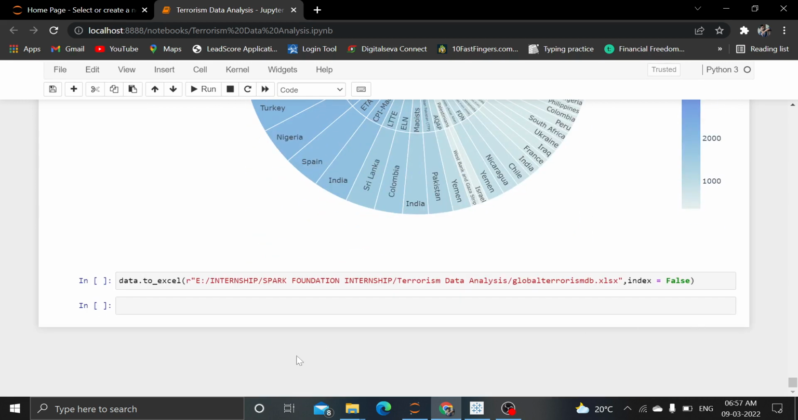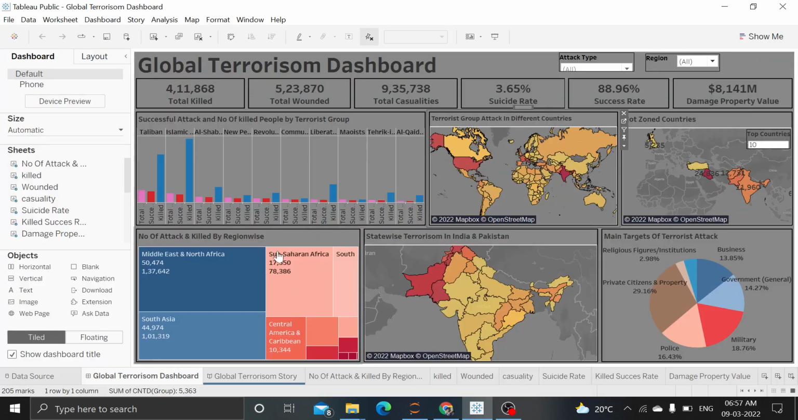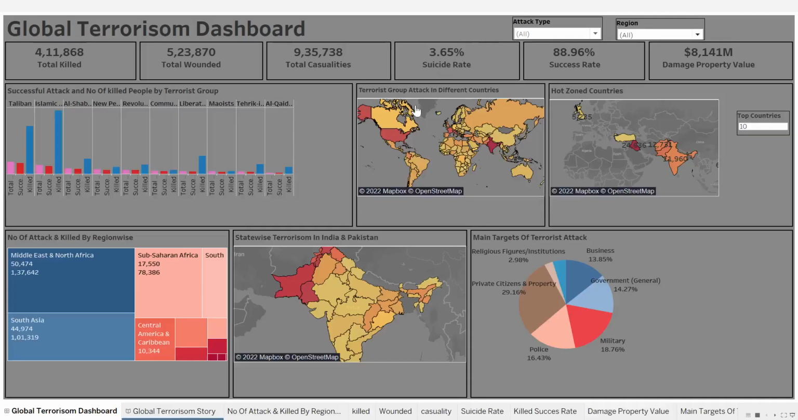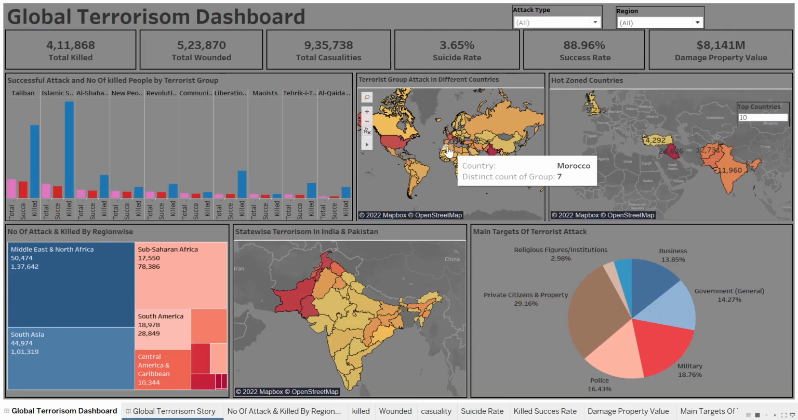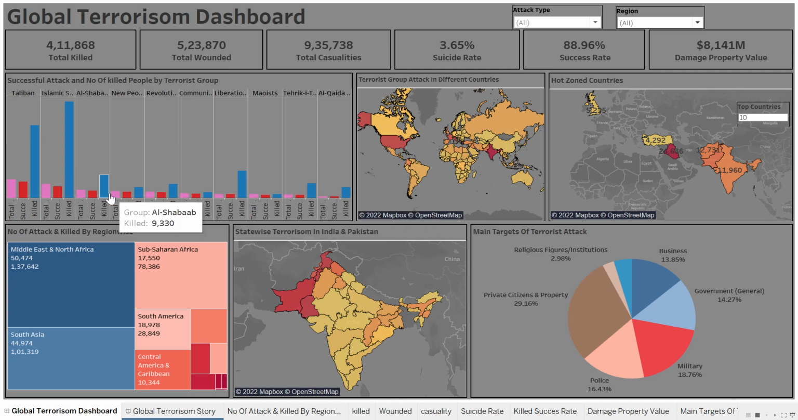After that, save the imported features or columns that are required for the Tableau dashboard or Tableau story. This is the user interface of the Tableau Public software. I have created a Tableau dashboard and Tableau story to explain and visualize the objective. Okay. This is the interactive dashboard for global terrorism. I have created some KPIs and you can see them here.